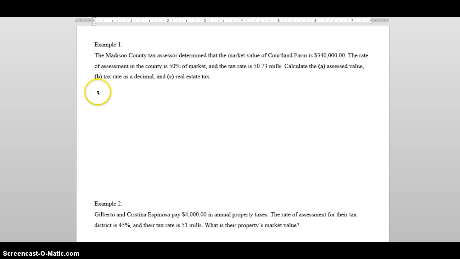So Part A, to find the assessed value, we're going to take the market value, which is the price of the house, $340,000, and multiply it by our assessment rate, 0.50. This will give us an assessed value of $170,000.